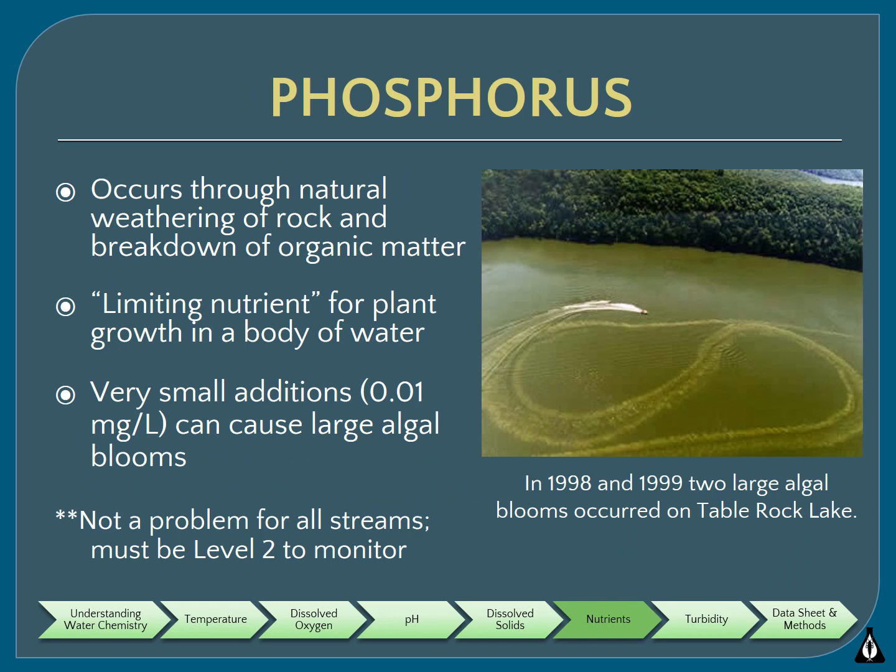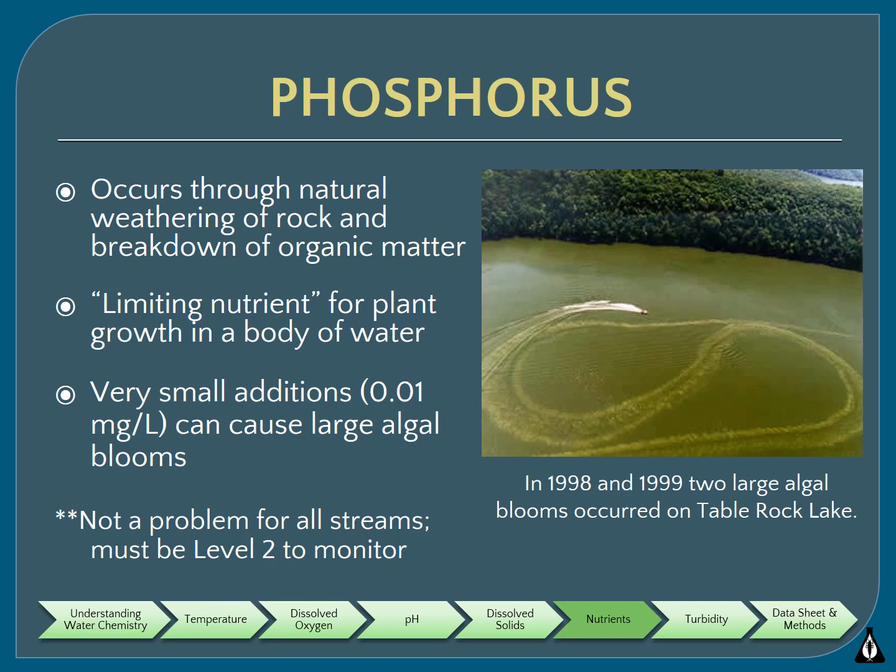Phosphorus is a nutrient that occurs naturally in streams and lakes through the weathering of rock and the breakdown of organic matter. It's a limiting nutrient for plant growth in a body of water in Missouri, so very small additions of this element can cause pretty large algal blooms. In instances where phosphate is the nutrient that limits plant growth, point source and non-point source pollution high in phosphate may stimulate the growth of aquatic plants. It's not a problem for all streams, and we require volunteers to be level 2 before they monitor for phosphate.